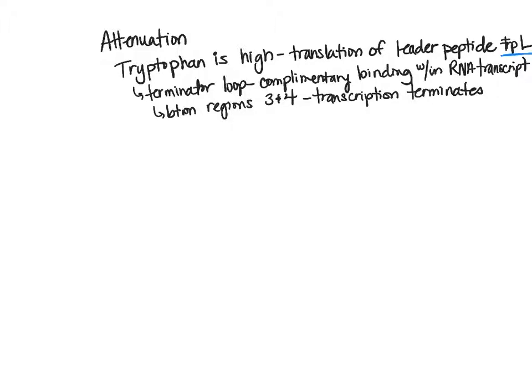Now, as it's moving along, we have what's called a terminator loop created. This is when we have a complementary binding within that RNA transcript. So remember, that's still attached. The DNA is still being transcribed by RNA polymerase, but we also have the ribosome going along that mRNA.